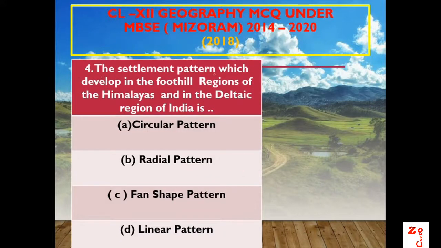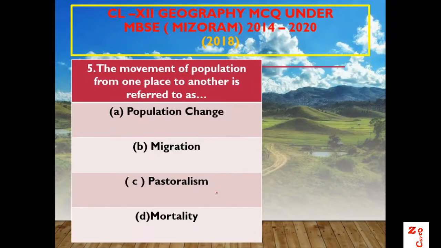The settlement pattern which developed in the foothill region of the Himalaya and the deltaic region of India is A. Circular pattern, B. Radial pattern, C. Fan-shaped pattern, D. Linear pattern. C. Fan-shaped pattern.